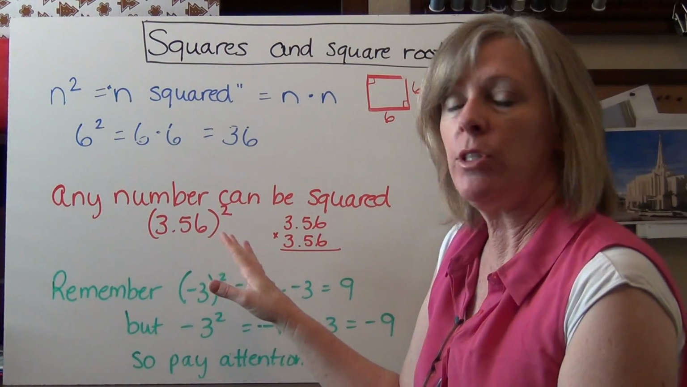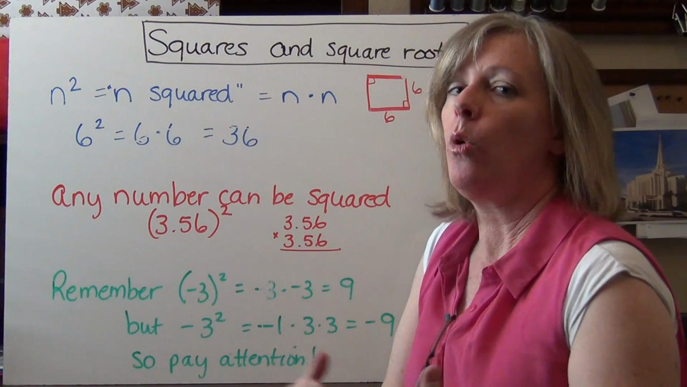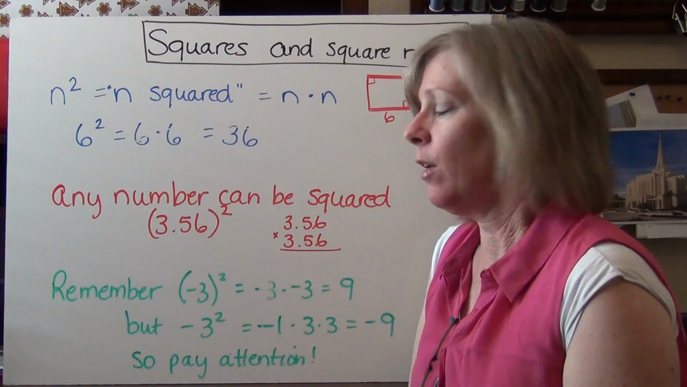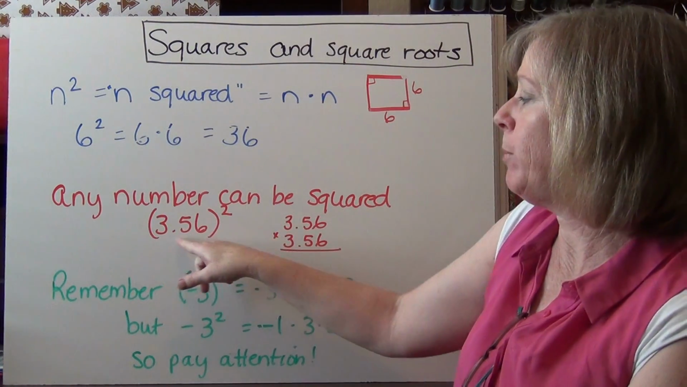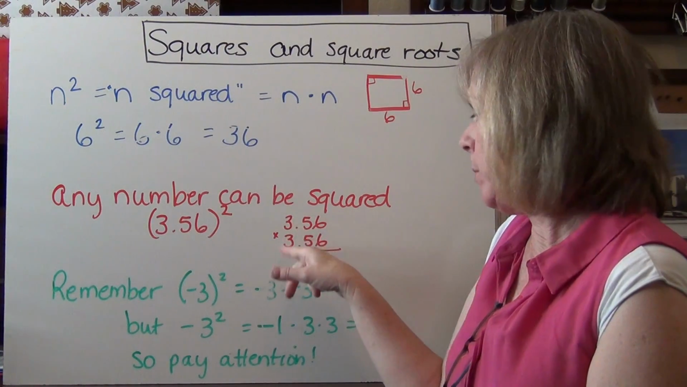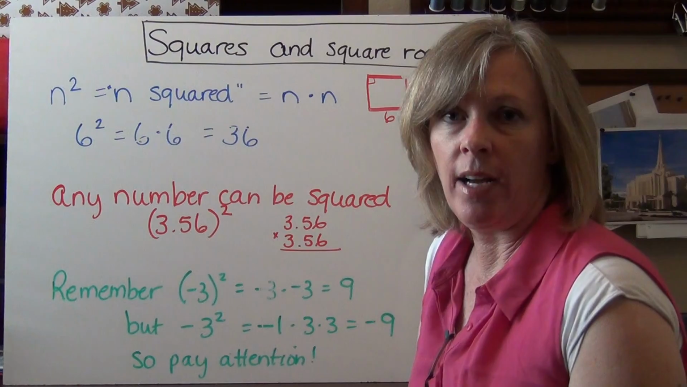Now, any number can be squared. A decimal can be squared, a fraction can be squared, or an integer can be squared. All you do when you square it is multiply it times itself. So in this case, 3.56 squared would be the same as taking a piece of paper or a calculator and multiplying 3.56 times 3.56.